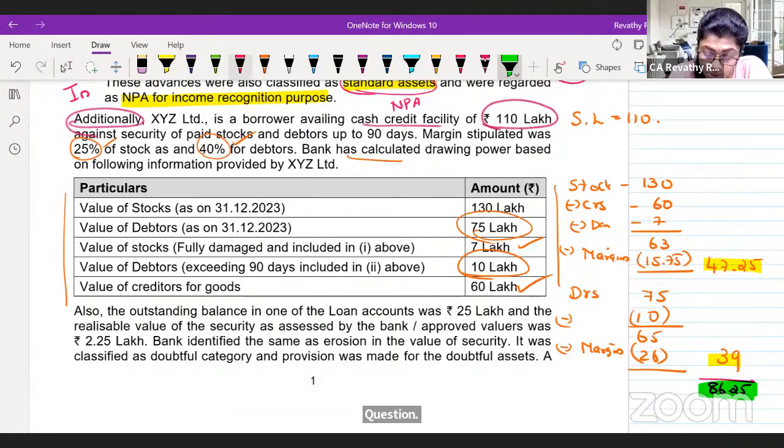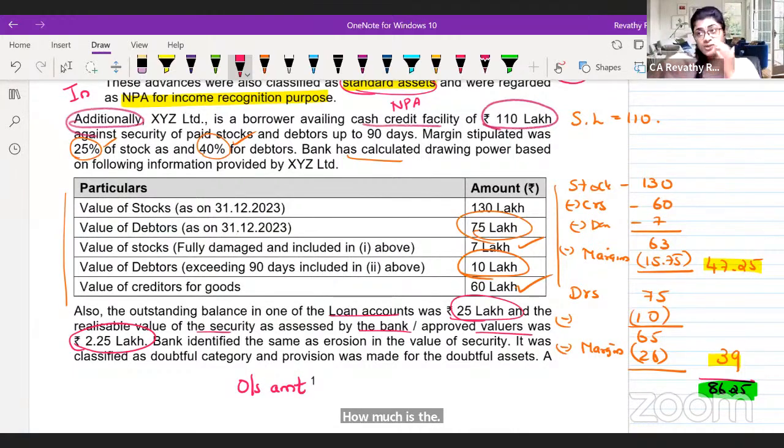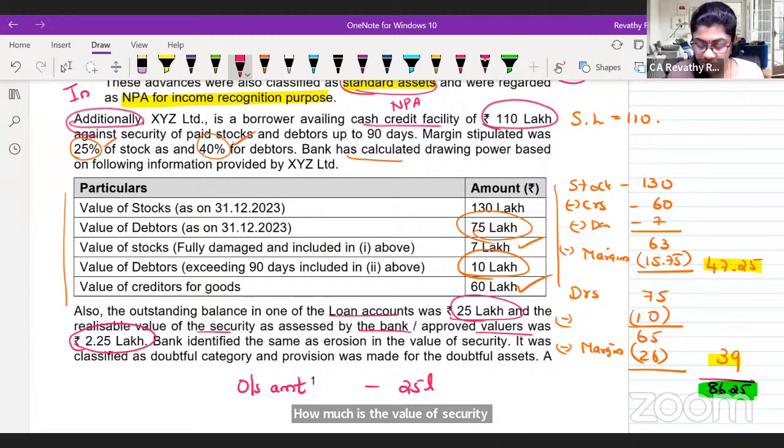Okay. Also, the outstanding balance in one of the loans was 25 lakh. Realizable value of security assessed by the bank approved valuers is 2.25 lakh. Anything came to your mind? How much is the outstanding amount of loan? It's another case. 25. How much is the value of security now? It is only 2.25. So any relationship? Value of security is not there. Not even 10%. 25 lakhs, 10% is 2.5. Not even 10%.